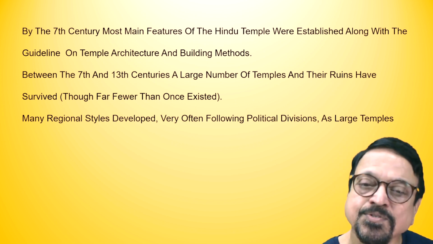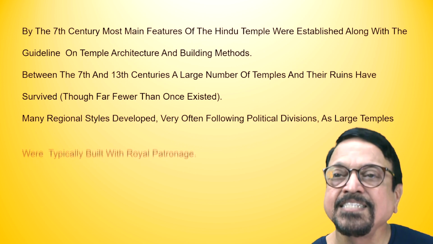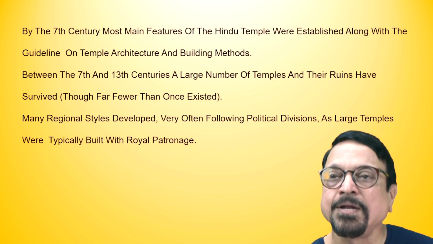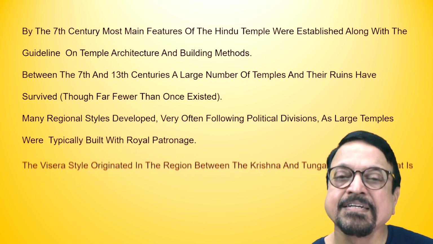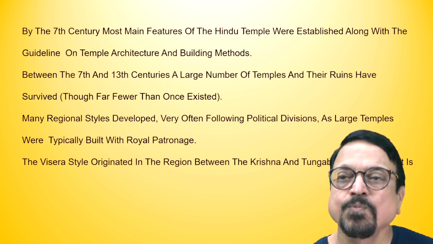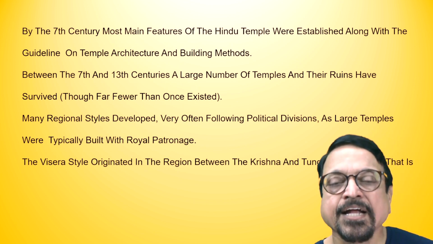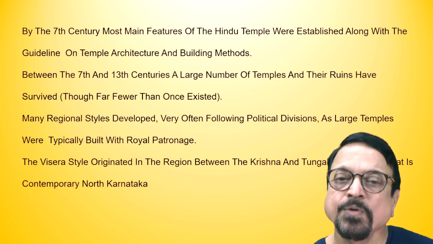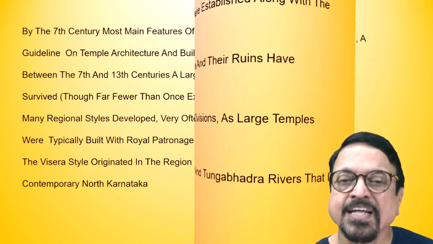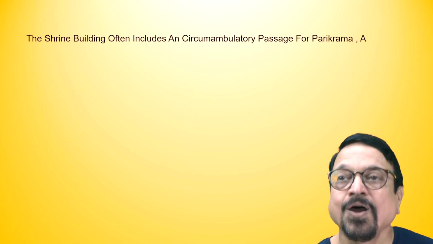All these things were developed by combining multiple styles while keeping a basic principle the same, and they were constructed according to the patronage they had, the king who was sponsoring them. The Vesara style originated in the region between Krishna and Tungabhadra. We also call them the Chalukyan style because they were the main people behind the development of this technique. We'll see the images and we'll get more convinced how it was.